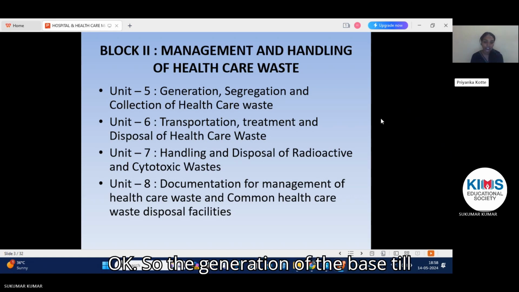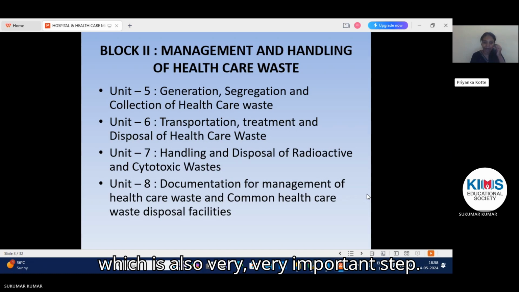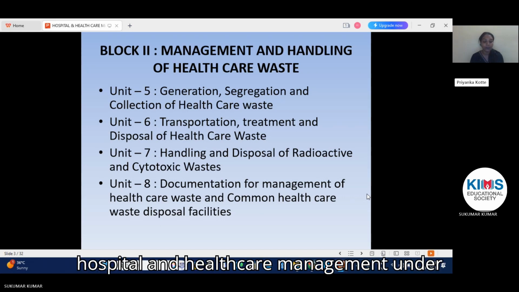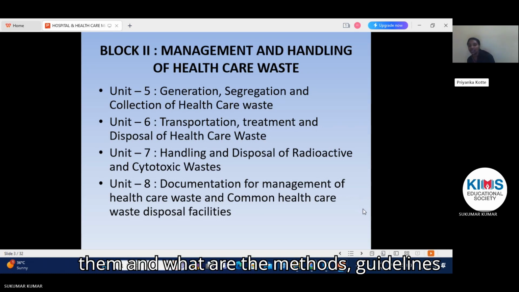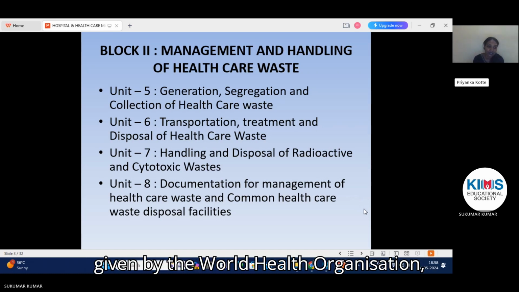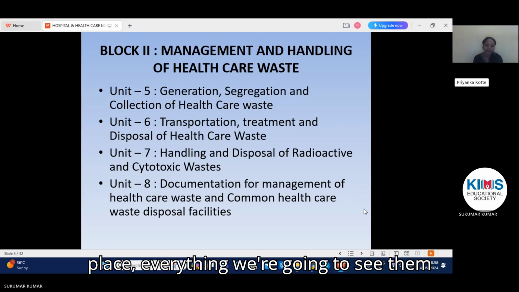Okay, so from the generation of the waste till the treatment and disposal, we will see each one separately in different categories. And lastly, documentation, which is also a very, very important step for management students. As we are studying the subject of hospital and healthcare management, documentation is one of the important elements in every aspect of the subject that we will see. Similarly, healthcare waste management also has documentation, and we need to write down everything related to healthcare waste and common health waste disposal facilities, how we need to document them, what the methods and guidelines given by the World Health Organization are, and how the review of documents also takes place. Everything we're going to see in detail.